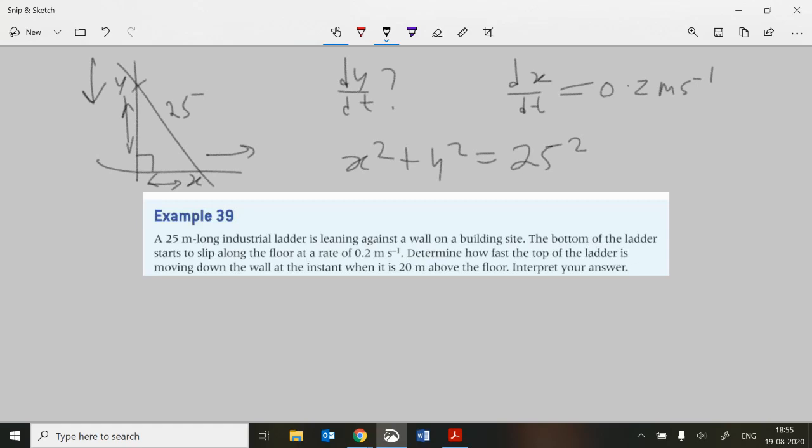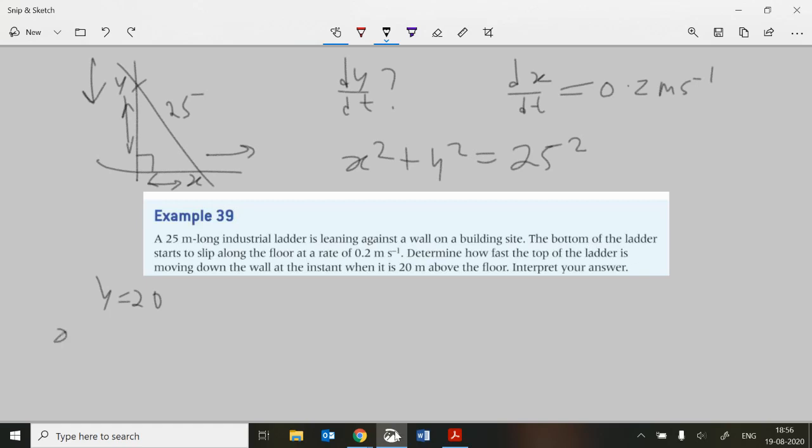Okay, and it says determine how fast. That's what we're looking for. The ladder is moving down the wall at the instant when it is 20 meters above the floor. Okay, so we're getting some more information here. We want to know this when y is equal to 20. Well, what's x at that point as well? I'm just kind of interested to know. Might be useful for later.